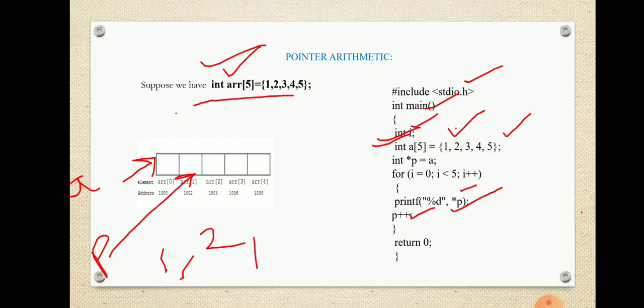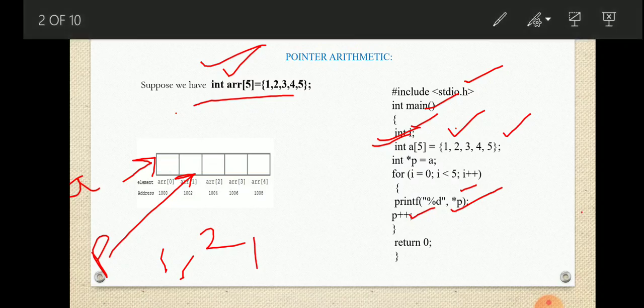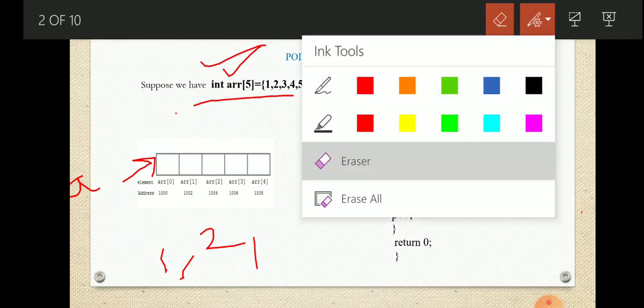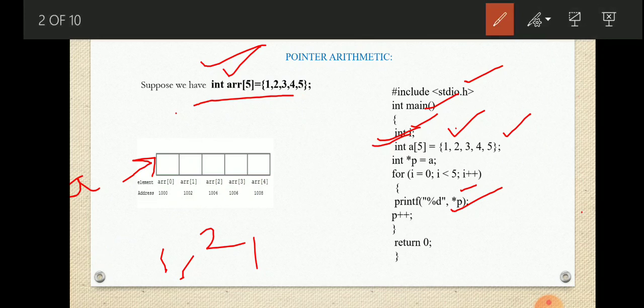Now where P will point after doing P plus plus again? Again P plus plus, so where P will point here? Now P is pointing to array of 2. Again what it will print? Asterisk P. Asterisk P means now P is pointing to array of 2, and the value of asterisk P is here 3.